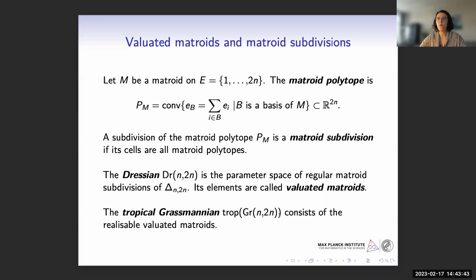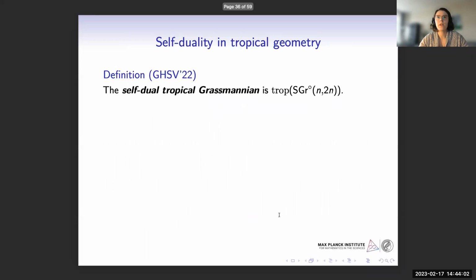Okay, so now we have a set of important spaces that we want to look at, the Dressian and the tropical Grassmannian. And we want to get back to the notion of self-duality. So how can we understand self-duality on this tropical level? Well, the very first thing I can do is take the self-dual Grassmannian and tropicalize that. That's a tropical variety, and we call it the self-dual tropical Grassmannian. Okay, that's one thing I can do.